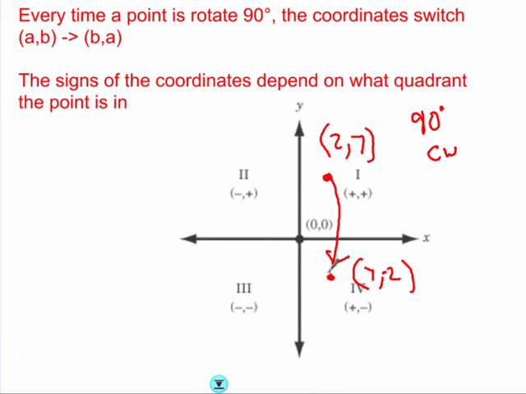If I was to rotate it one more 90 degrees, so now I'm at 180 degrees total, these switch back, so now it's 2, 7, and because I'm in quadrant 3, both of them are negative. Finally, if I go one more, now I've gone 90, 180, 270. Well, now I'm in quadrant 2. These switch back again, so now I'm at 7, 2. And here my x is negative and my y is positive. So this is how we're going to do rotations.